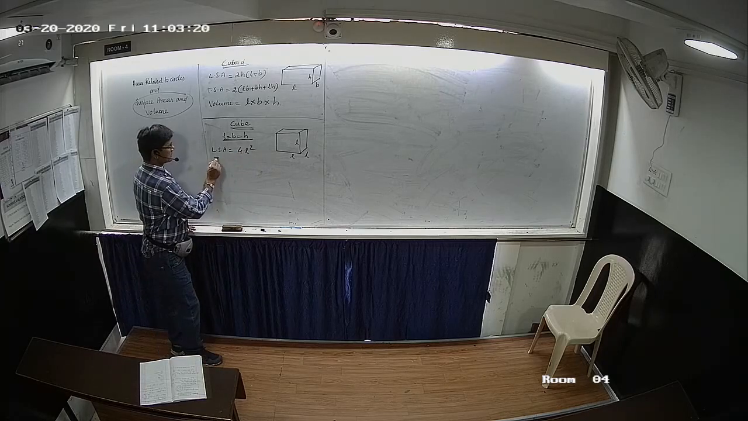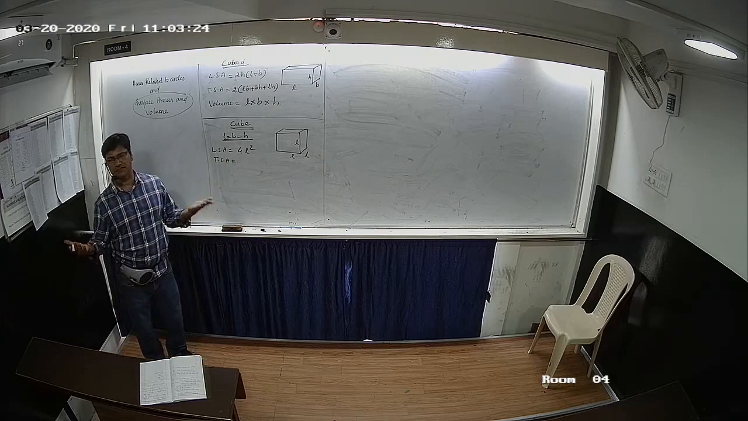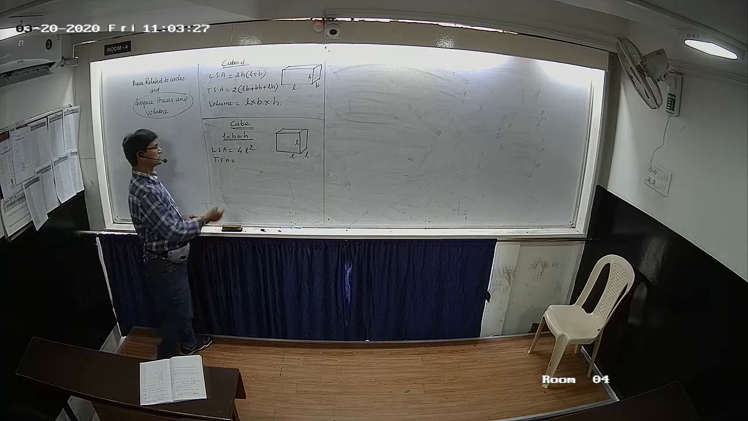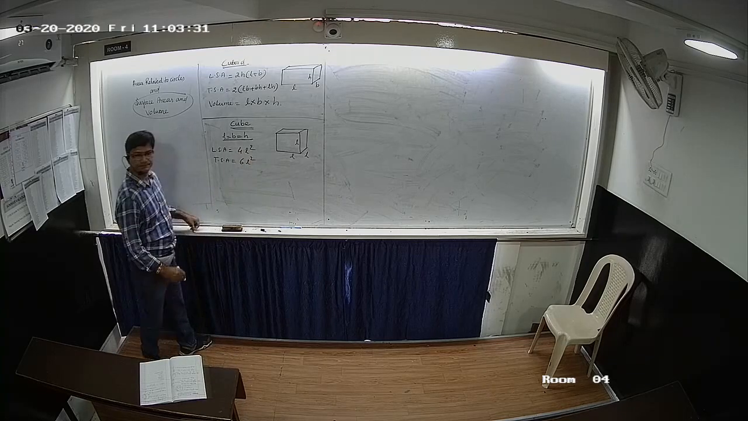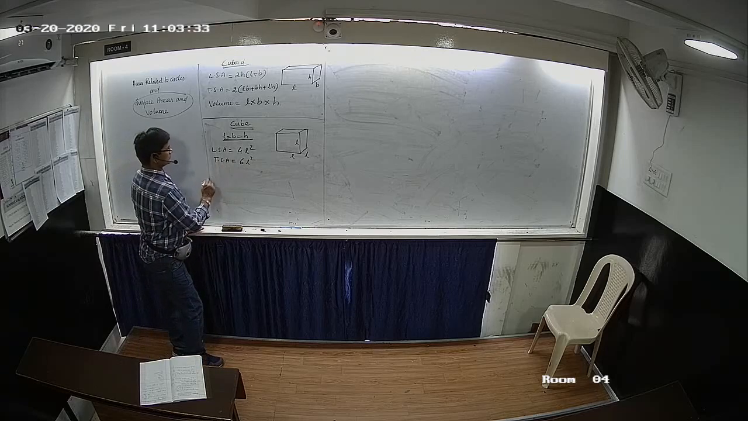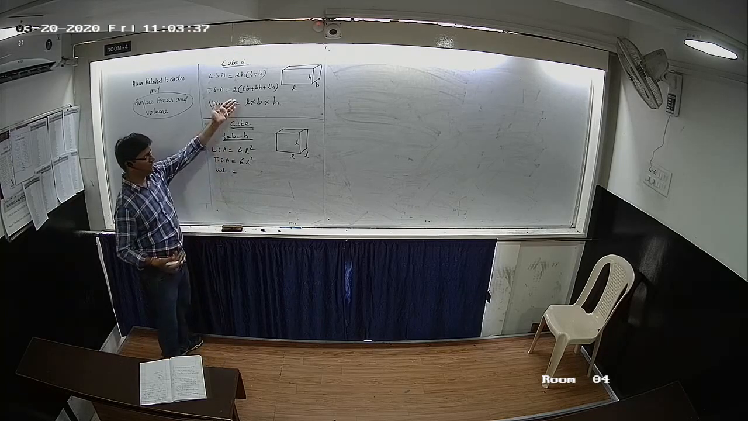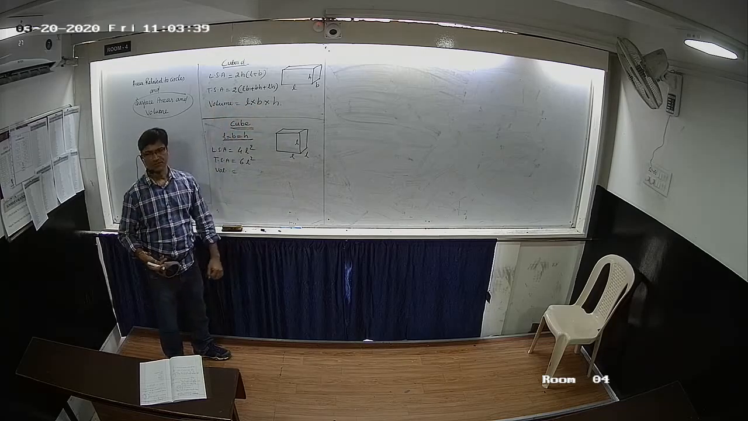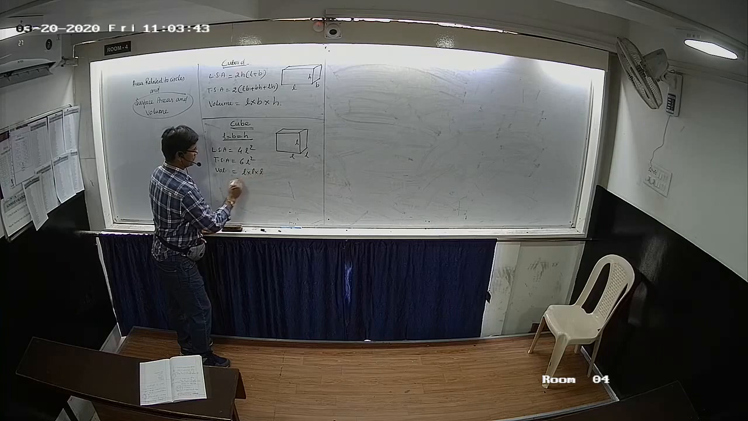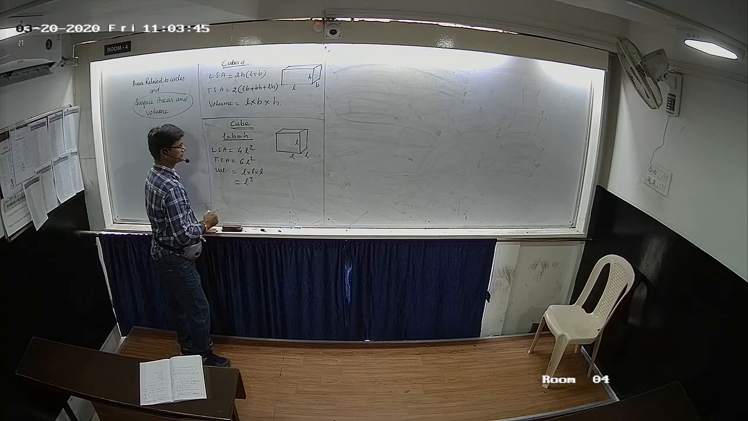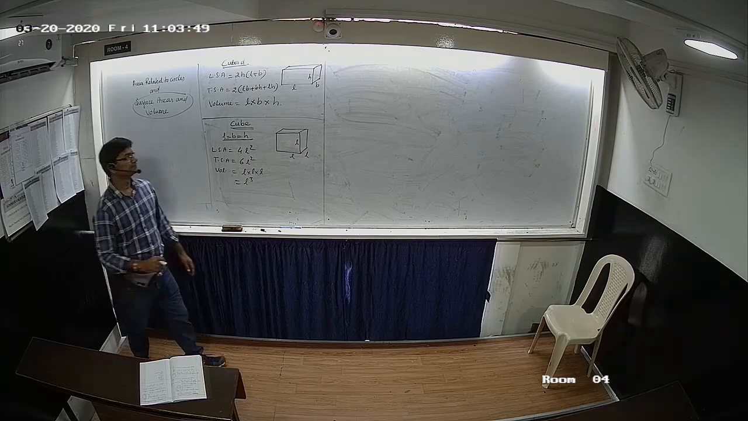Then TSA, total surface area. Again we know that the total surfaces are 6. So the total surface area of a cube is 6L square. And then volume. Volume is, as in cuboid, L into B into H. Here it is L into L into L, so it is equal to L cube. That is about the cube.